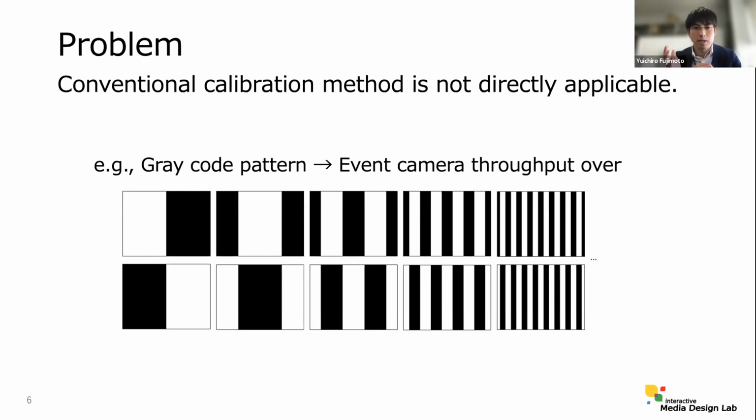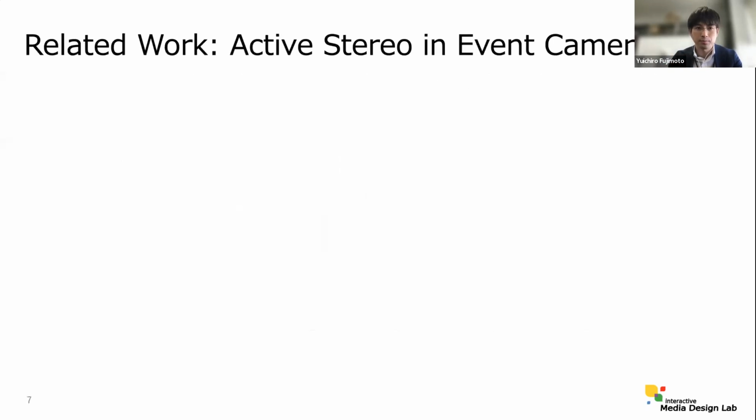However, event cameras have limitations in terms of the number of observable events at once. In the case of gray code patterns, almost all pixels of the image change at once, and it is difficult for the current event camera to stably detect all changes.